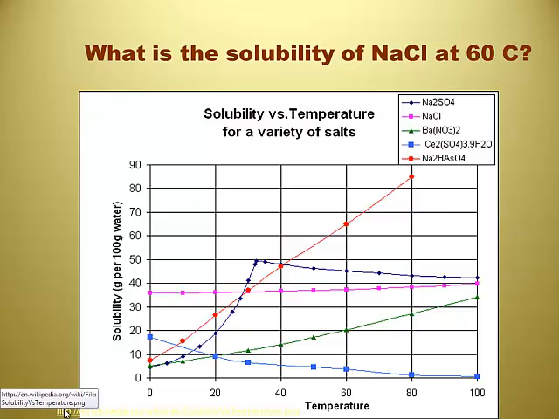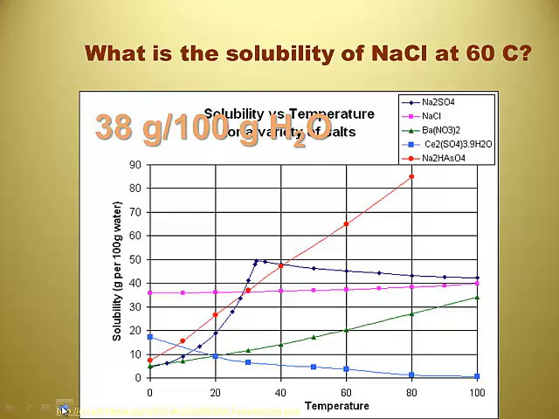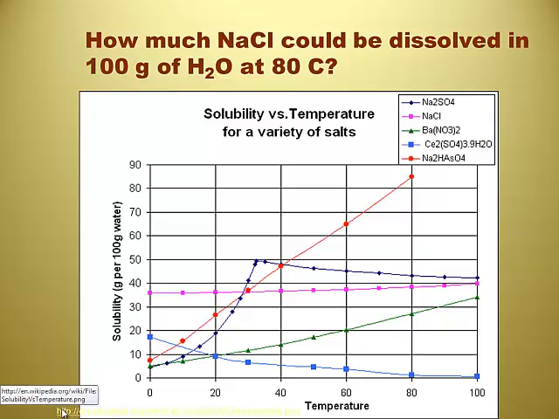What is the solubility of sodium chloride at 60 degrees Celsius? Well, that's nice and easy. Sodium chloride is the pink one. So at 60 degrees, we look at it. Here's the pink one, about 38 grams per 100 grams of water. Hopefully that's what it says, and that is what it says. 38 grams per 100 grams of water. These are easy. It's just a matter of reading graphs here.